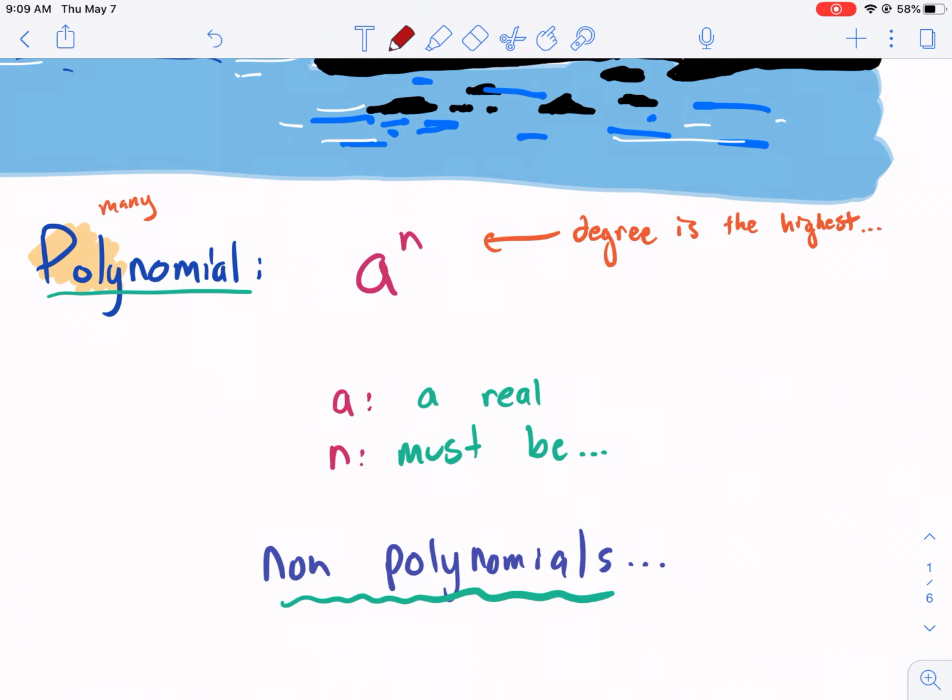highest exponent in the polynomial. Some conditions, polynomial. I missed some letters, hold on. There we go. Polynomial.